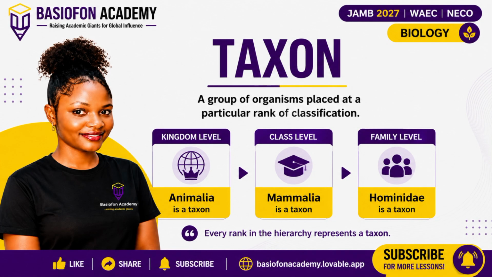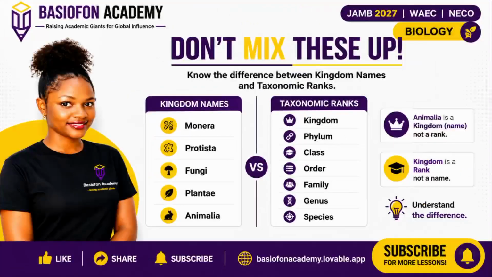Another word you may encounter is taxon. A taxon is a group of organisms placed at a particular rank in classification. For example, Animalia is a taxon at kingdom level. Mammalia is a taxon at class level. Hominidae is a taxon at family level. So don't let the word taxon intimidate you. Remember, it is a classification group of a particular rank.